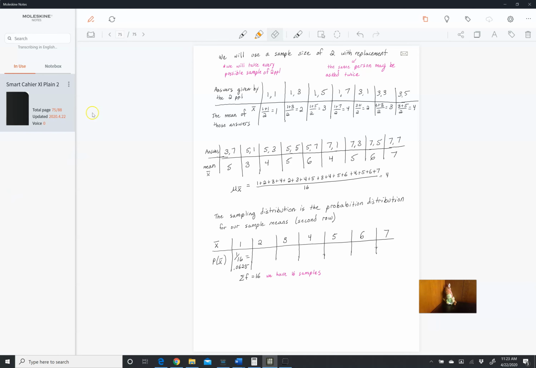Okay, where did the 0.0625, where did the 1 come from? So it's 1 over 16 because 1 appears one time as the sample mean. So it's the frequency. How many times does 1 appear in our second row?